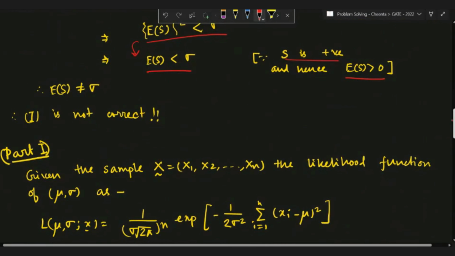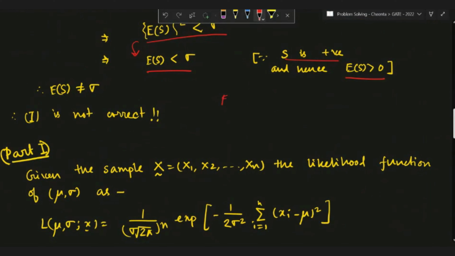So we have got that expectation of S square is indeed sigma square, but expectation of S is not equal to sigma. Hence, we obtain that statement 2 is not correct. Okay. Now next to part 2.